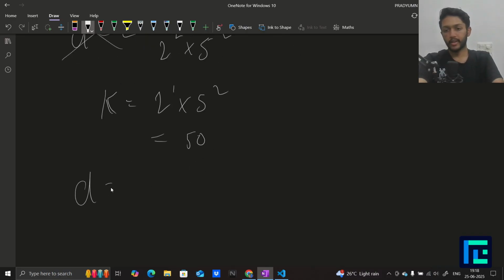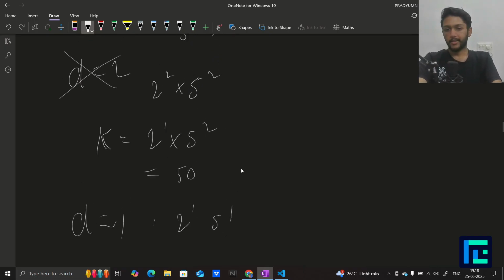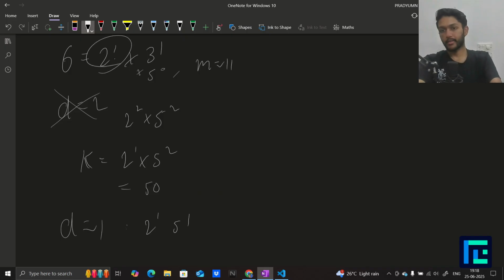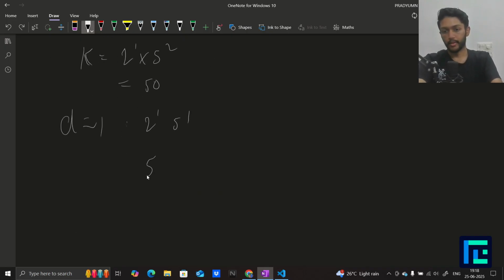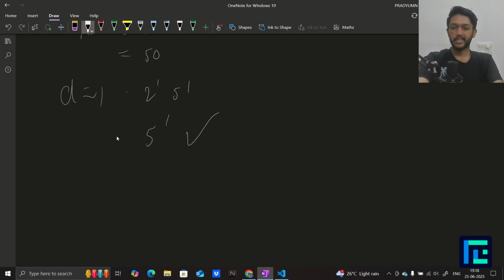What about d equal to 1? For d equal to 1, we need 2 to the power 1 and 5 to the power 1, right? And we already have 2 to the power 1, so we just need 5 to the power 1. So basically our capital K value is 5 to the power 1.